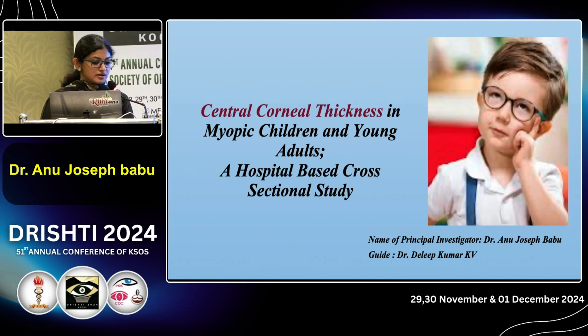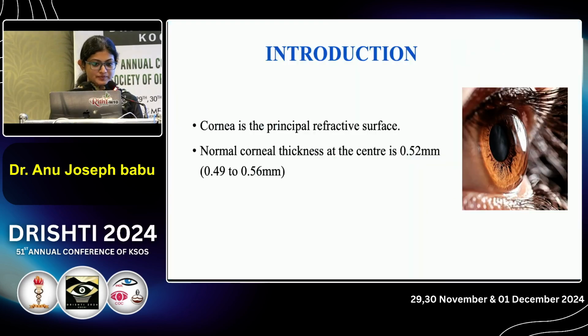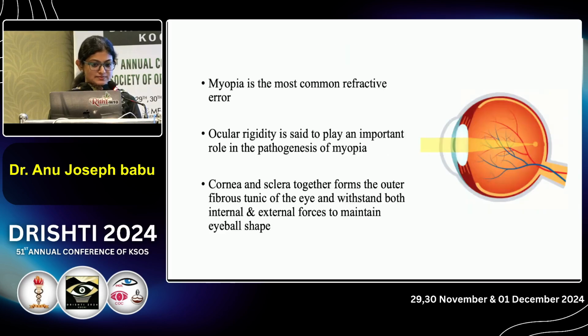Good afternoon all. My topic of presentation is central corneal thickness in myopic children and young adults, a hospital-based cross-sectional study. Coming to the introduction, the cornea is the principal refractive surface. Normal corneal thickness at the center is 0.52 mm. It ranges from 0.49 to 0.56 mm.